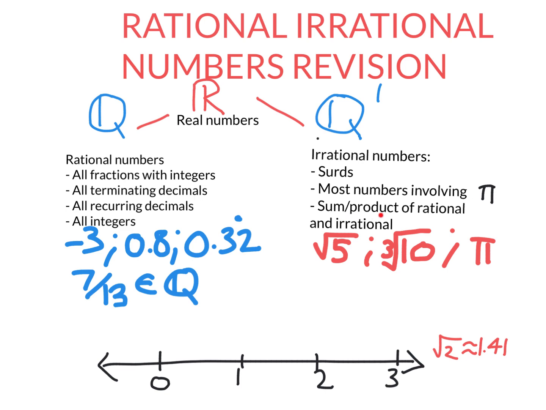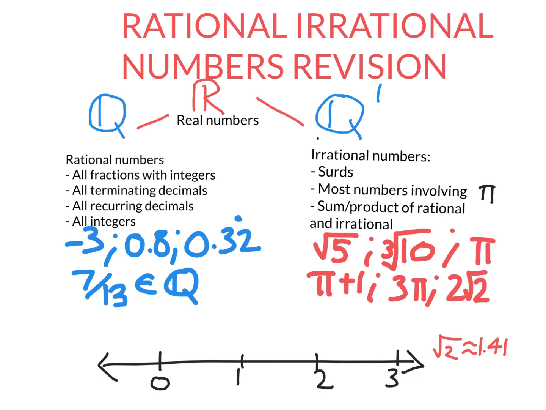Now, the sum and product of a rational and irrational number is irrational. So numbers like pi plus 1, numbers like 3 times pi, they are irrational. Root 2, for example, is irrational, so that means 2 times root 2 would be irrational.